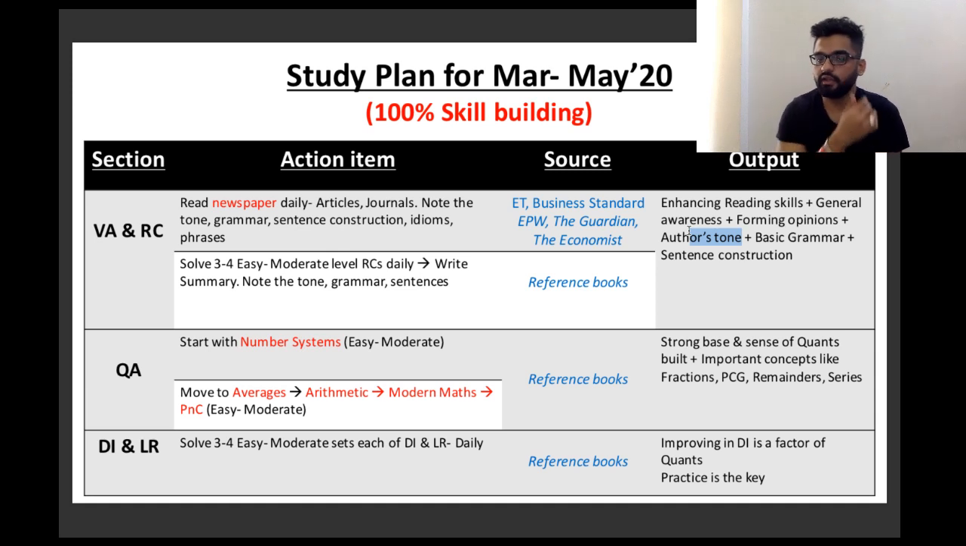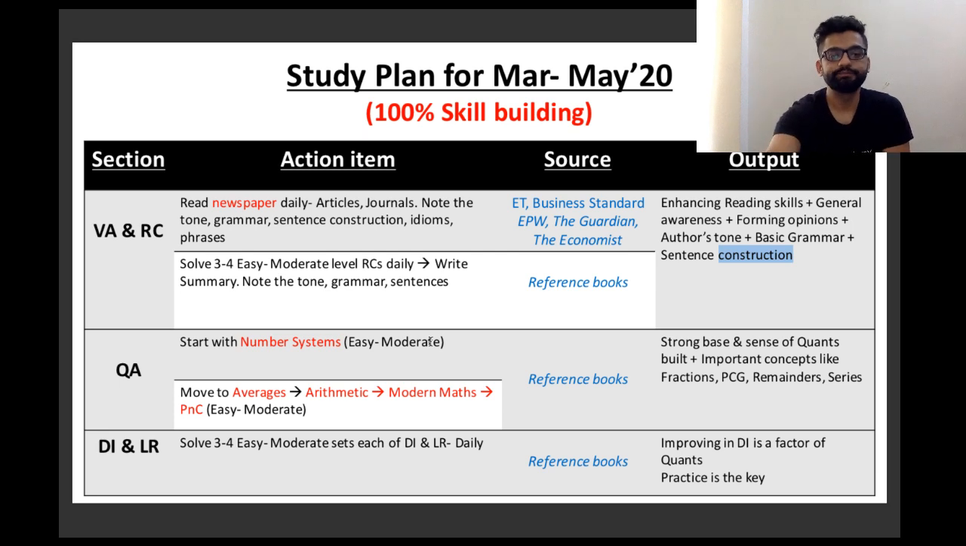It's a biased opinion, it's a neutral opinion, negative or positive, things like that you learn when you start solving these RCs and start reading newspapers this way. Then basic grammar you improve, and sentence construction you improve. So this is what is required. That is building a strong base for your VARC. This is the way to do it.